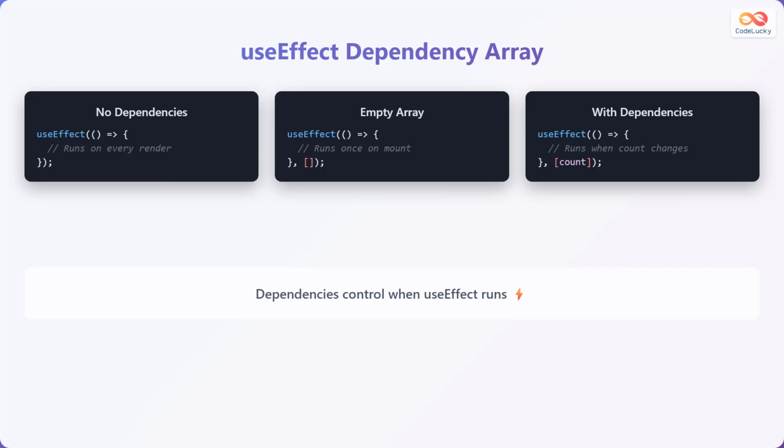Let's explore the useEffect dependency array. When no dependencies are provided, the effect runs on every render of the component. When an empty array is provided, the effect runs only once, after the initial render. When dependencies are provided, the effect runs whenever any of the dependencies change. The key takeaway is that dependencies control when useEffect runs.